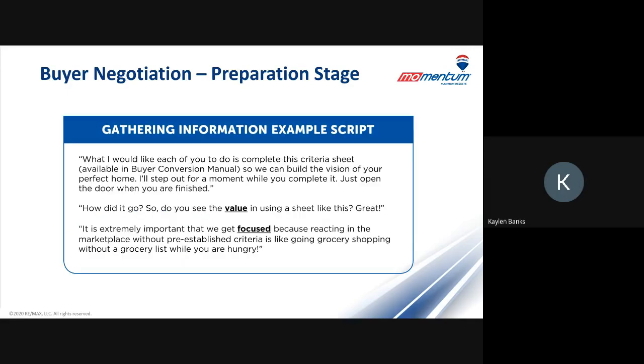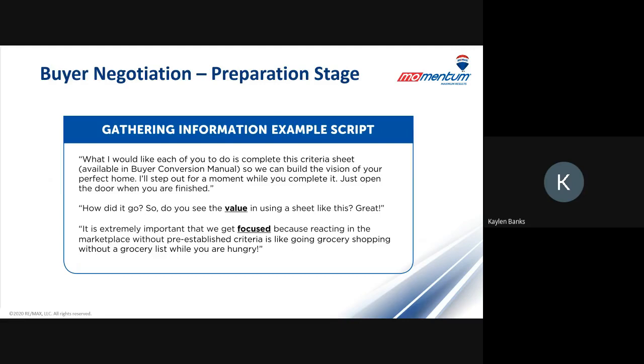So, what I would like each of you to do is complete this criteria sheet. This is the first script. What I would like each of you to do is to complete this criteria sheet so we can build the vision of your perfect home. I'll step out for a moment while you complete it. Just open the door when you're finished. And then once they get done, how did it go? Do you see value in using a sheet like this?